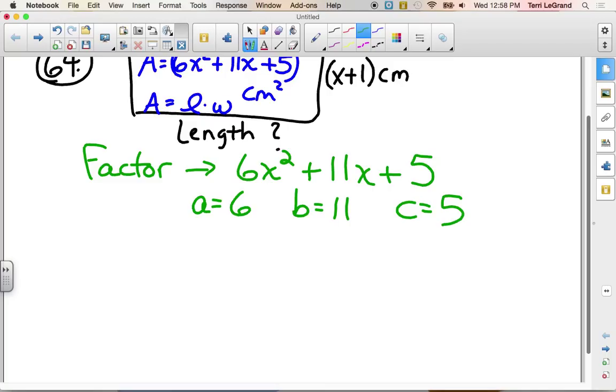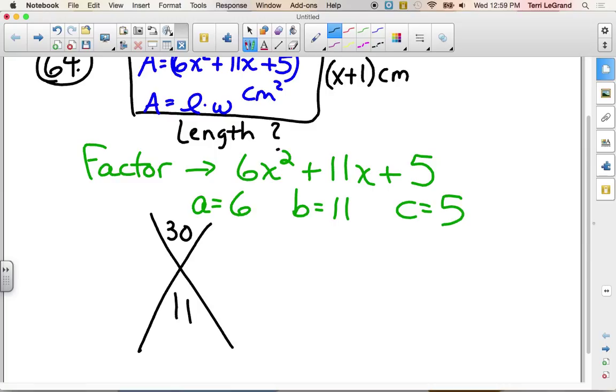When A is not equal to 1, multiply A and C, and then do the diamond. So we have to take the A times the C, which is 6 times 5, which is 30, and they have to add up to 11. So we've got to find two factors of 30 that will add up to 11. 6 and 5, okay.